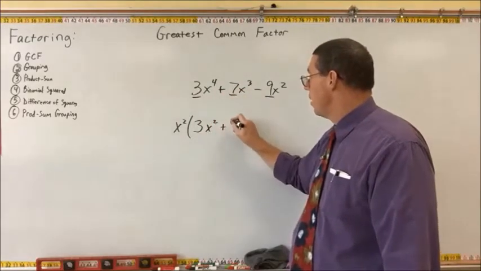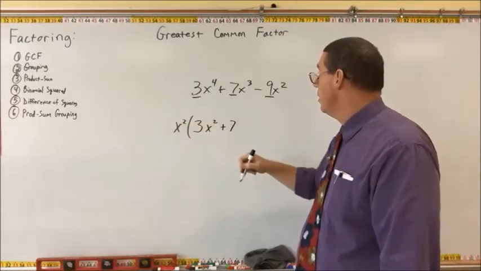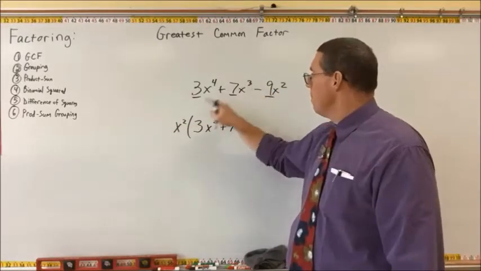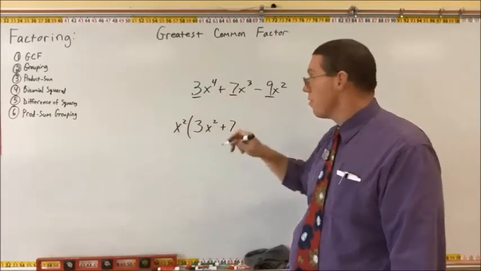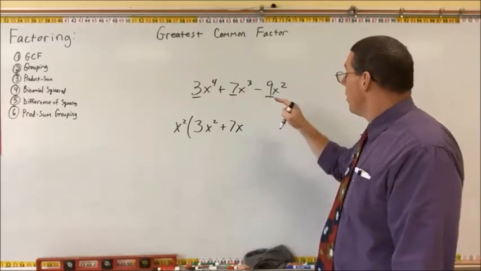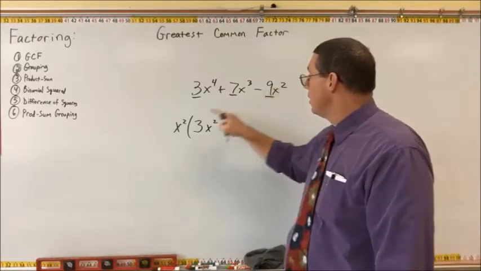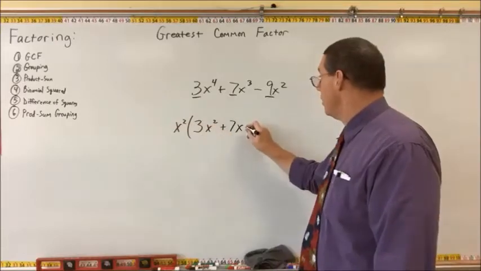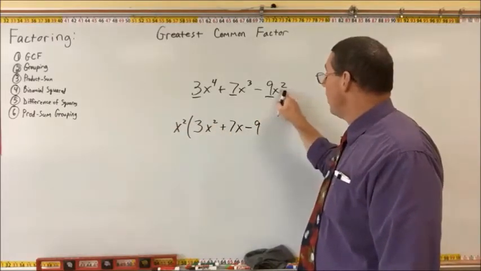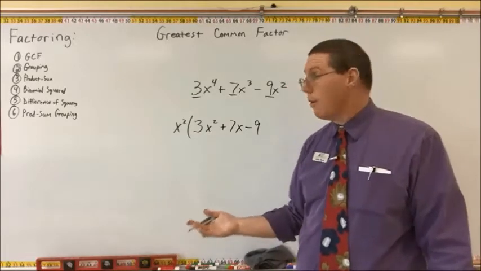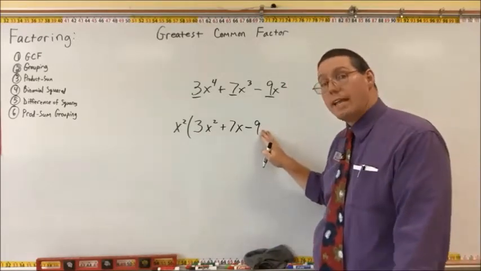Positive 7, so plus 7 divided by 1 is 7. X to the third divided by x squared. Well, 3 minus 2 is 1, so that's x to the first power, or just x. Then we have minus 9 divided by 1 is going to be negative 9. And then x squared divided by x squared, well, that's 1. They cancel each other out, and therefore we're not going to put any x's on here.